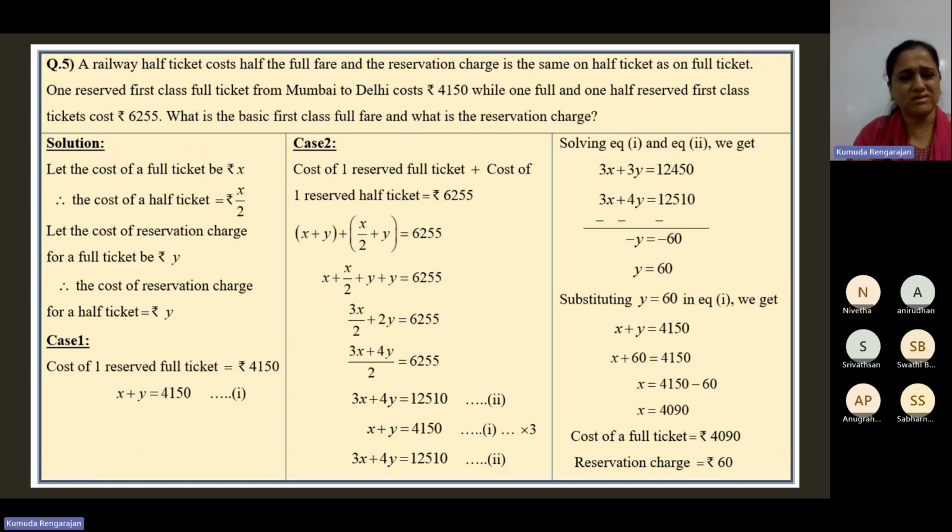Don't get confused about why it is X by 2 here. I've taken the cost of the full ticket as X, so the cost of half ticket will be X by 2. And I'm taking the reservation charge as Y. So not to get confused, I've mentioned all that clearly. You are good enough to understand. My assumptions of X and Y are different.